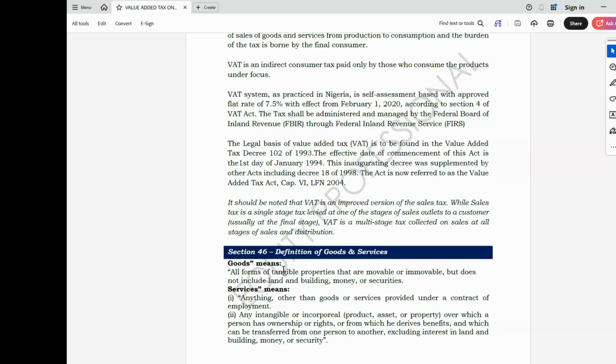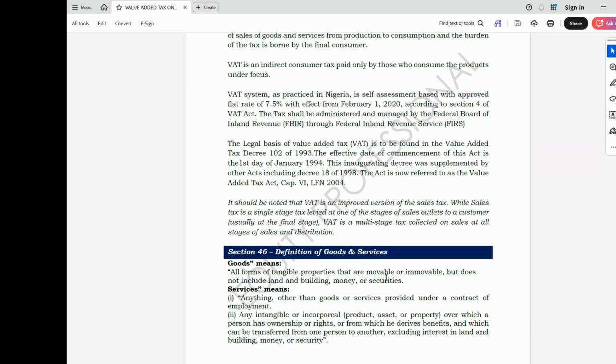What can be regarded as goods is anything that is either tangible or intangible, anything that can be seen or cannot be seen, which can either be moved or cannot be moved. And this does not include land and building, money, or security. What this means is that when you are paying your rent, rent is no more liable to value-added tax, because it has been excluded by the Act as an item that is not goods as defined by the Tax Act.